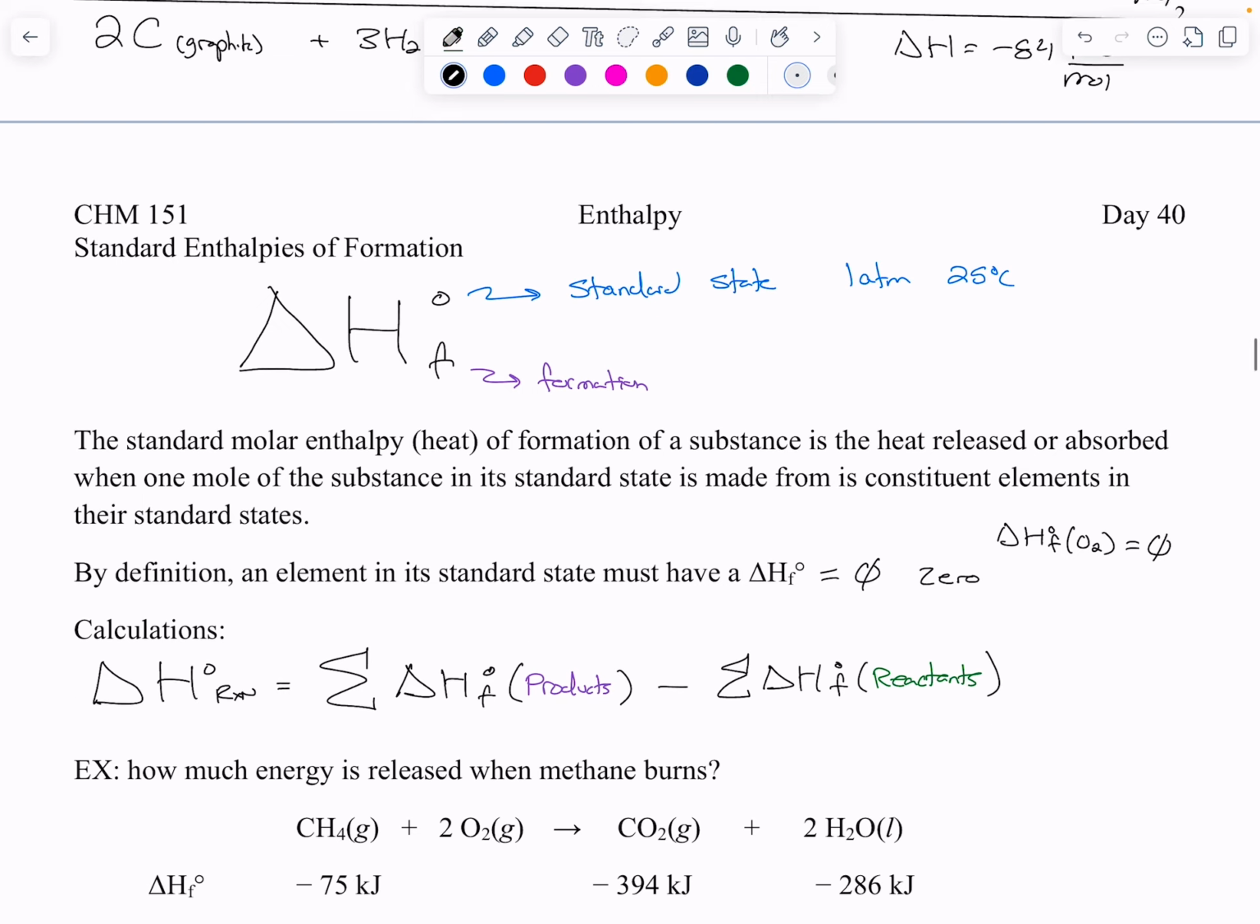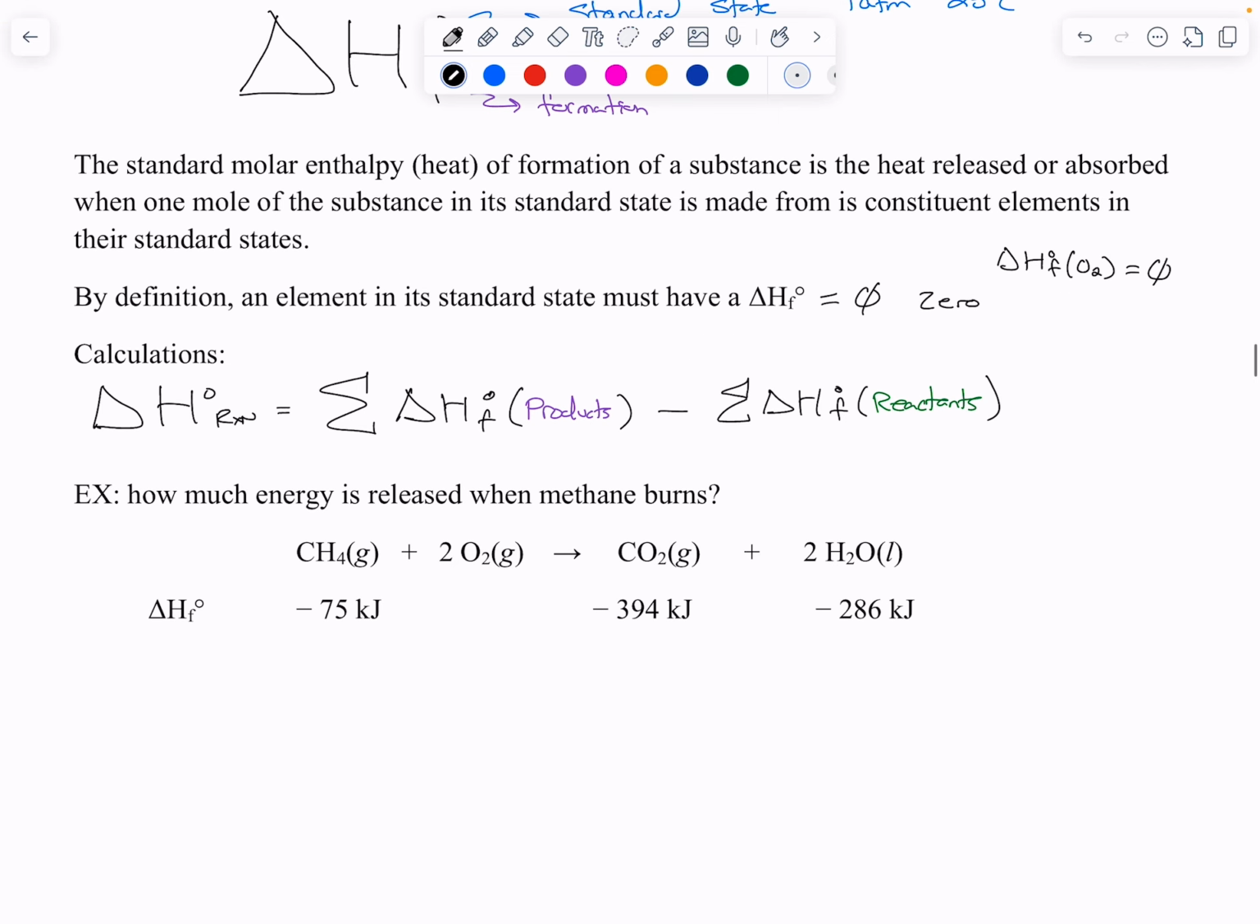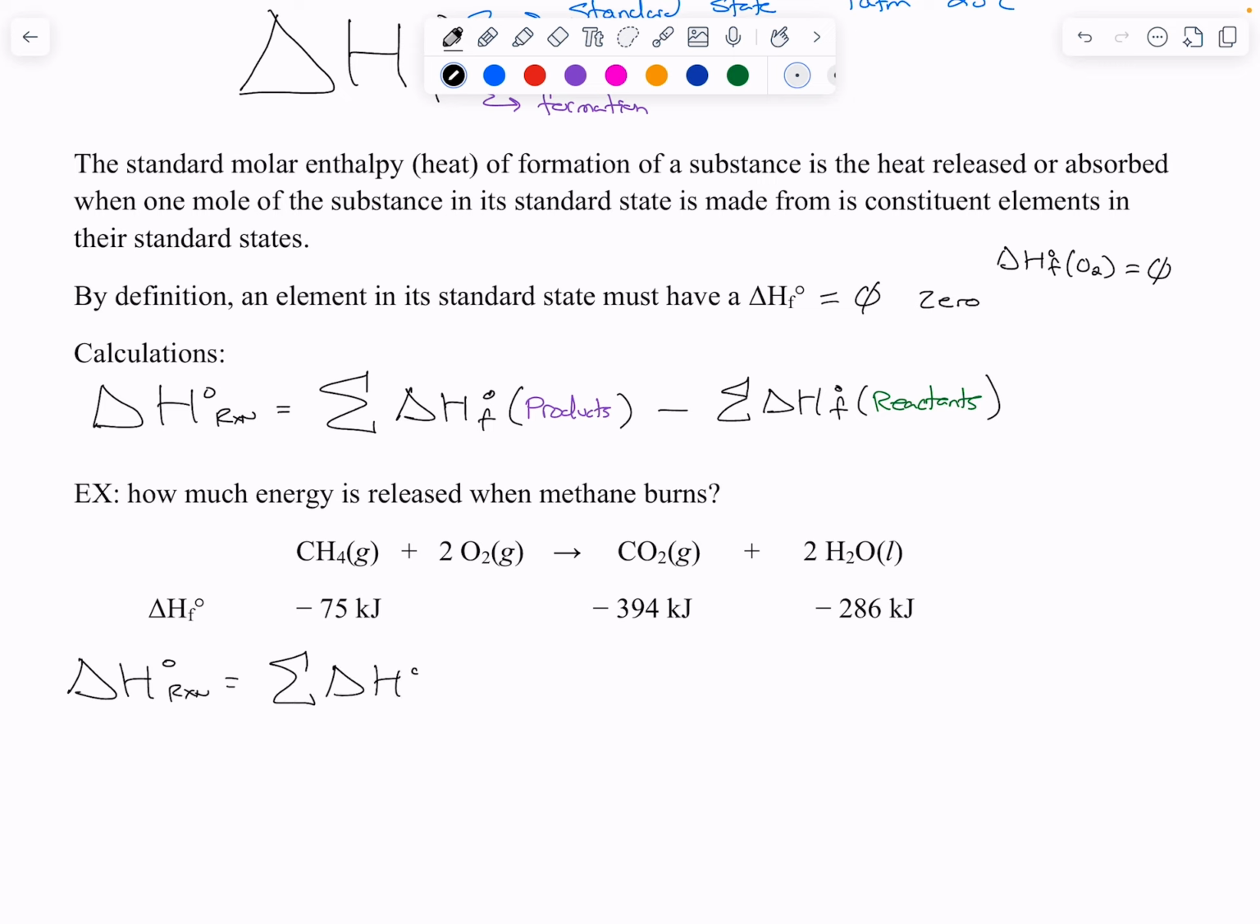Okay? So let's do an example. How much energy is released when methane burns? Now you see right away, we don't give you O2 here, right? We didn't forget, right? O2 is 0. So now delta H of the reaction is the sum of the standard enthalpies of formation of the products minus the sum of the standard enthalpies of formation of the reactants.